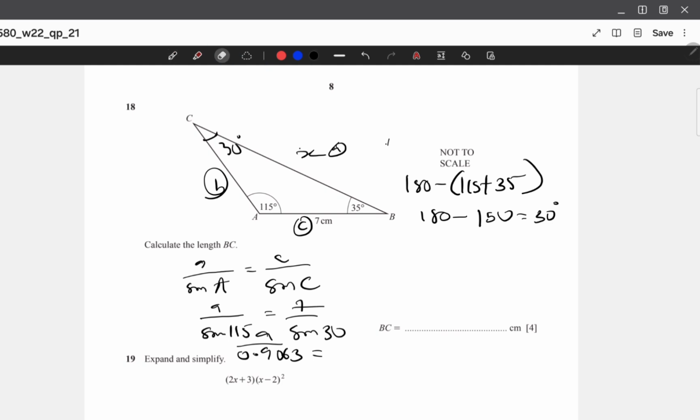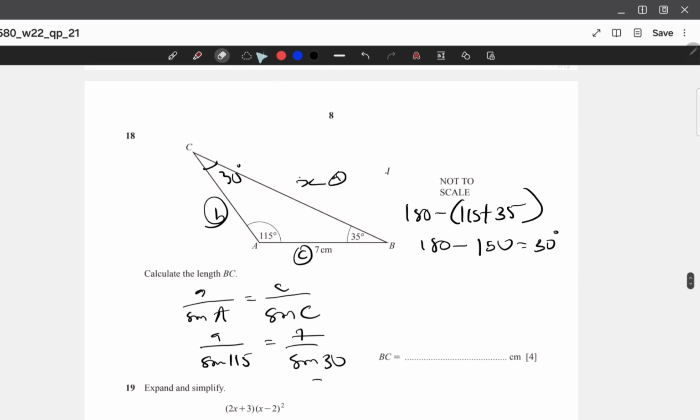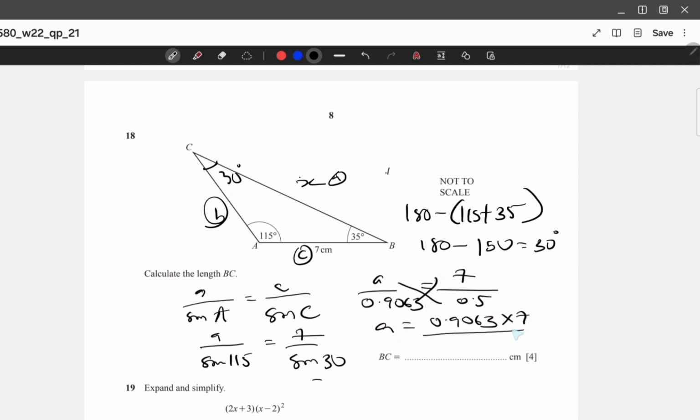Now let me write that somewhere else. So that will be a over 0.9063 equal to 7 over 0.5. Cross multiply, a would be equal to 0.9063 times 7 divided by 0.5. So our a is what? 12.7, and that's our answer.